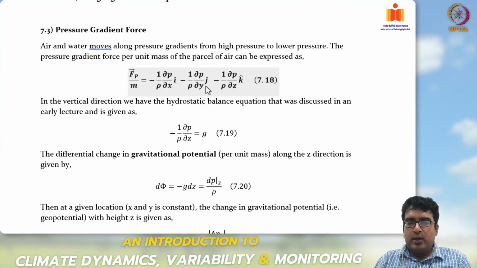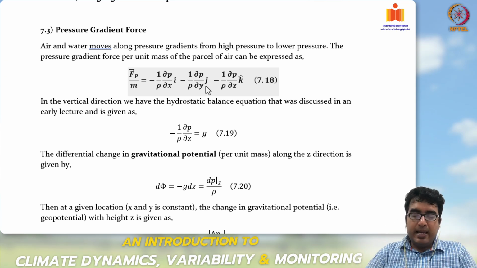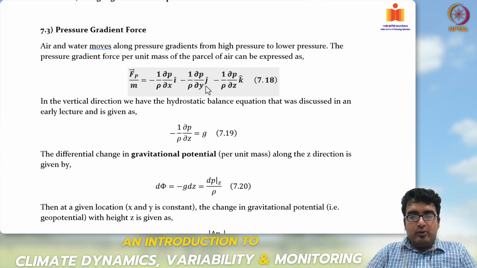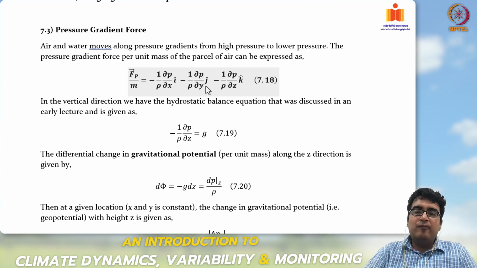Morning class and welcome to our continuing lectures on climate dynamics, climate variability and climate monitoring. In the previous class, we discussed the first of the major forces that governs the velocity gradients seen in the wind circulation systems on the planet Earth. That is the Coriolis force. Today we will look at the second most important force that governs the wind circulation system, and that is the pressure gradient force, which is of course far more familiar to you.